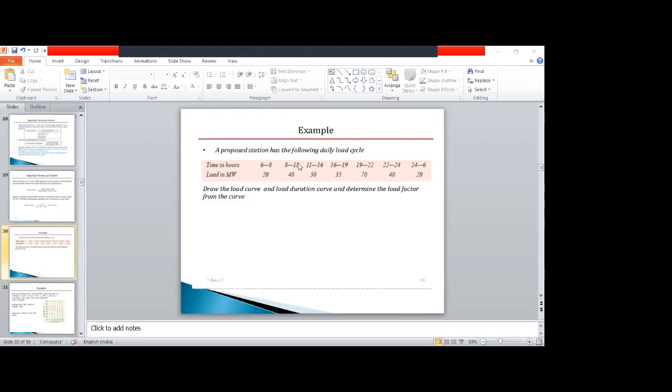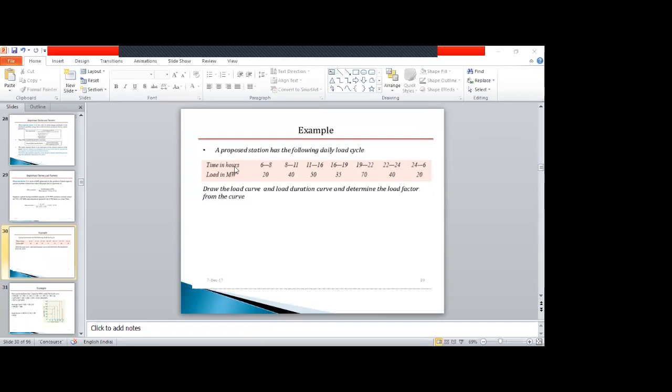From 8 to 11 a.m. the load on the system is 40 megawatts. 11 to 16 means 11 to 12 noon, and after that, 16, so you can consider 12, 1, 2, 3, 4. Like that, 16 to 19, till 24. 24 means midnight 12 a.m., and then from 24 to morning 6 a.m. You are following?